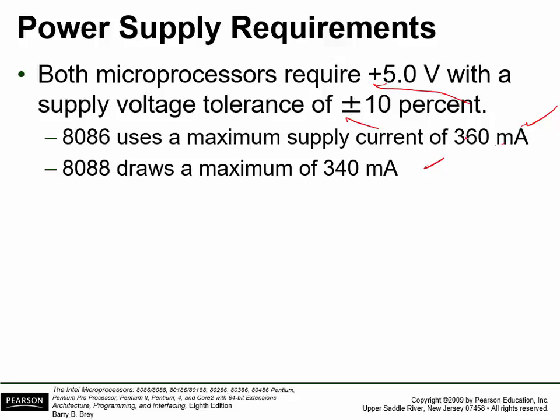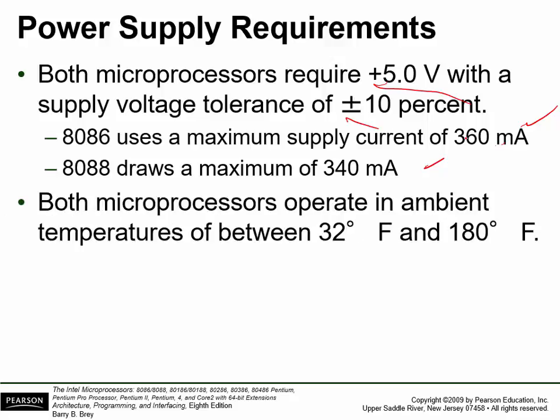This is from a U.S. book, so this is 0 Celsius and about 80, 90 degrees Celsius right there. Between 0 and 70, I think, is the standard operating range of most processors out there.